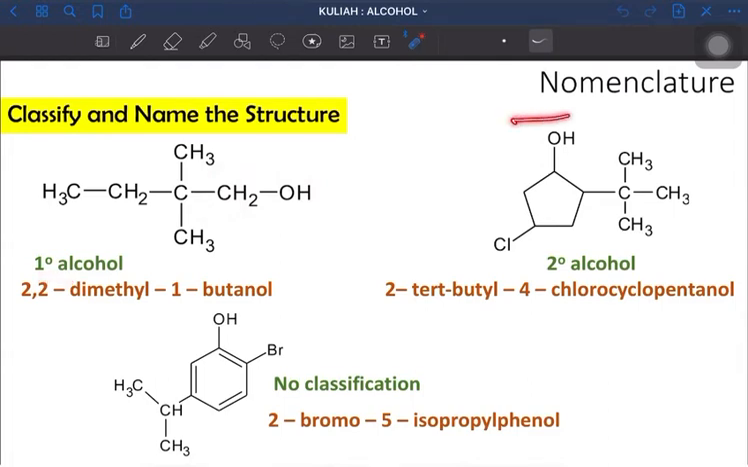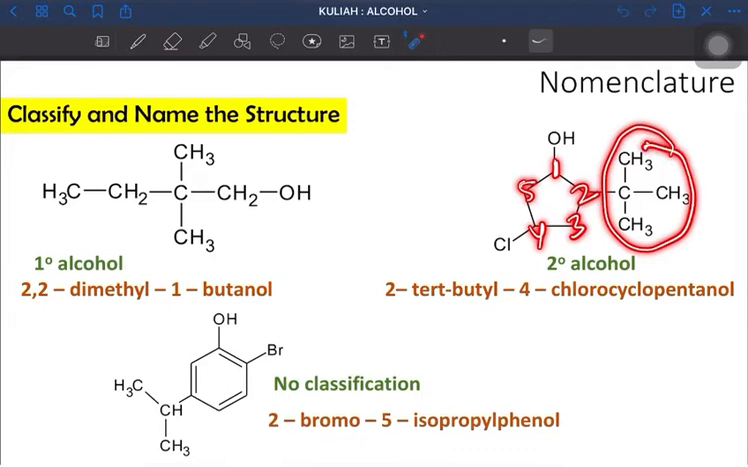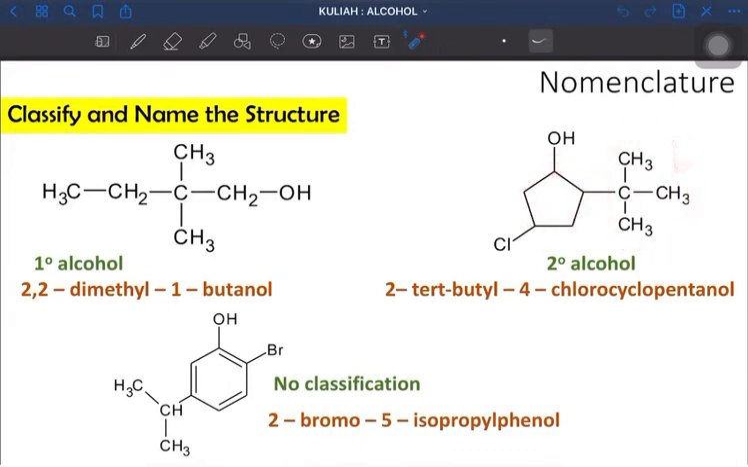Okay, if you look at here, we have this OH group attached to the cyclopentane. So this is the cyclopentanol, and then we are going to number it from where the OH bonded. So this is carbon number 1 lah. 2, 3, 4, 5. Okay, so this is butyl, tert-butyl. Okay, so B is earlier compared to C kan, kalau ikut alphabetical order. So B first baru C. So 2 tert-butyl 4 chlorocyclopentanol.